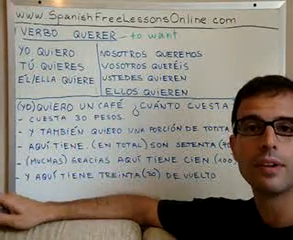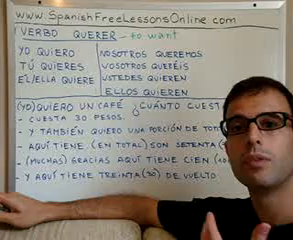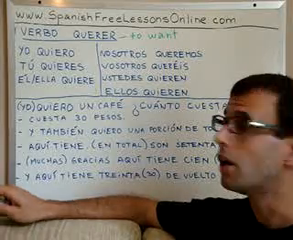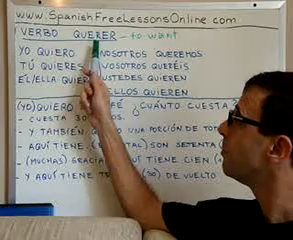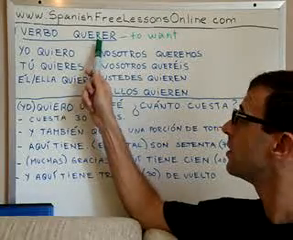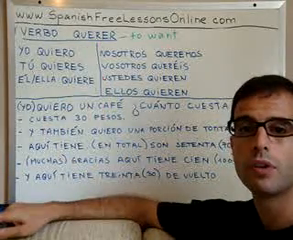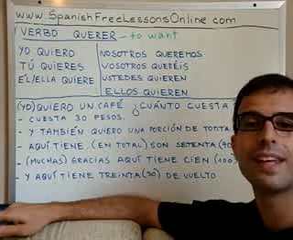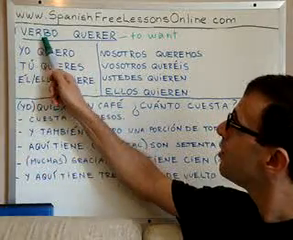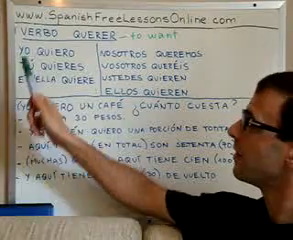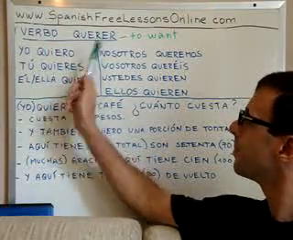You see that the R is the soft sound of the R because it's not at the beginning of the word and because it is not doubled. It is not double R. So it is not querer. It is querer. Verbo querer. That's verb querer.